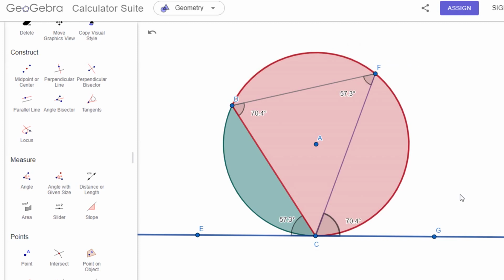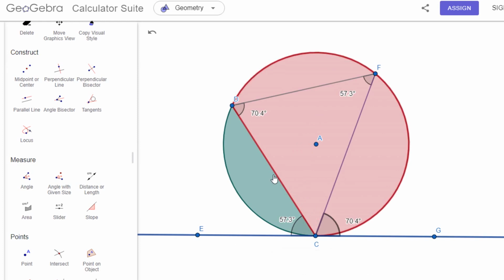Okay, so let me recap real quick of what I've just taught. When we have a chord and a tangent, they form an angle right here. As you can see, this is the angle formed there. So this angle will be equal to the angle created by this chord in the other segment.